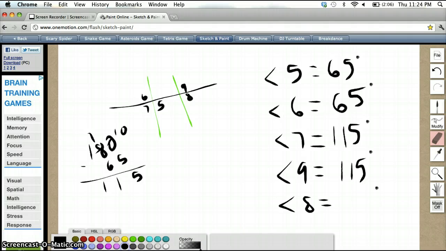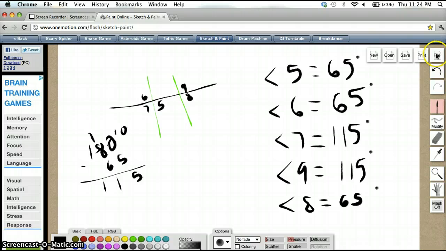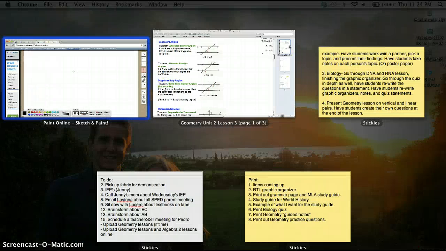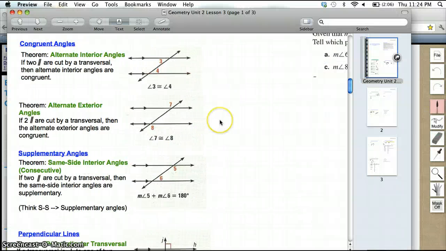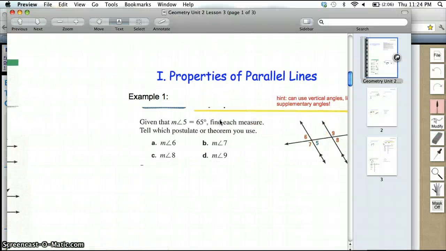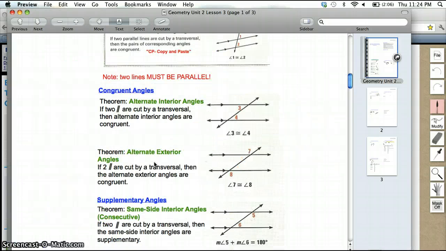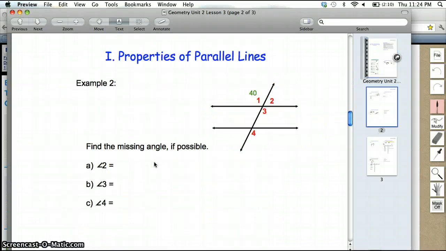So angle 8 would also equal 65 degrees. All right, so let's start with a new board. As I'm doing these examples, you should also be doing these with me on your notes page. So let's go down to example number 2.